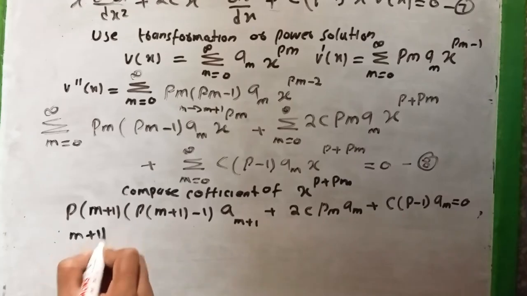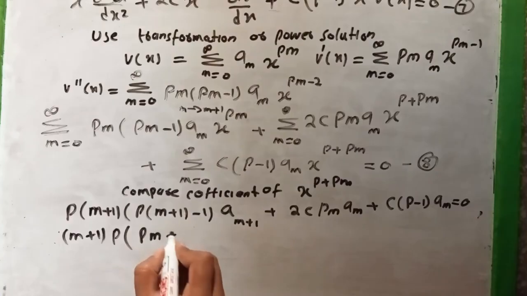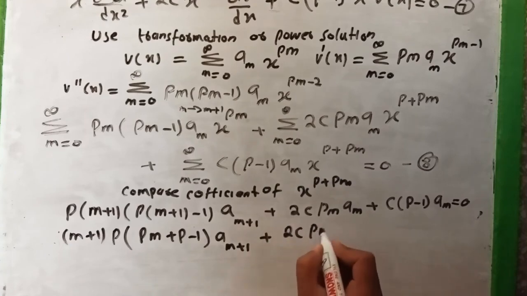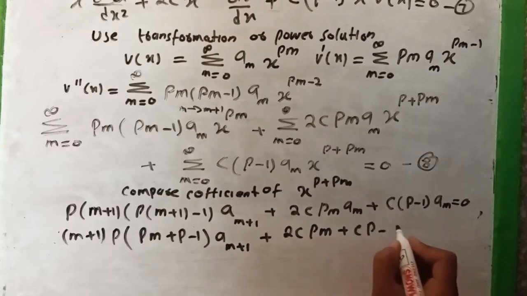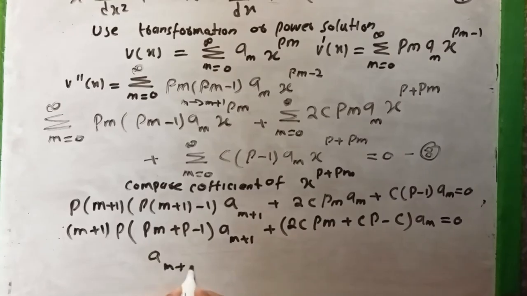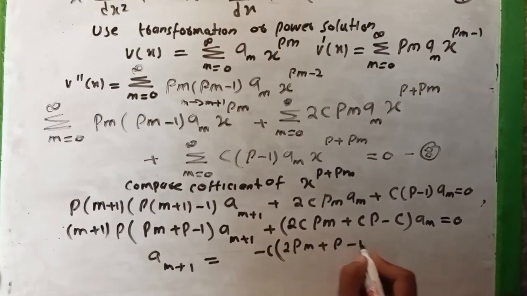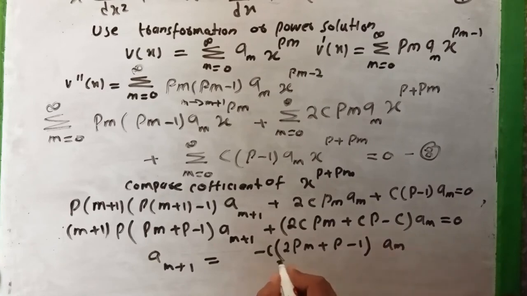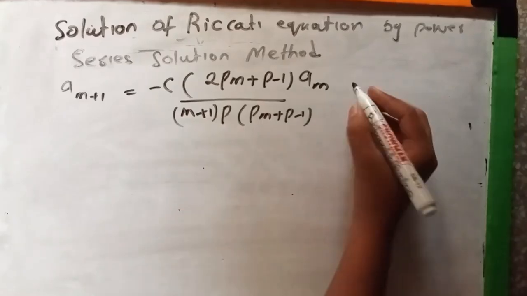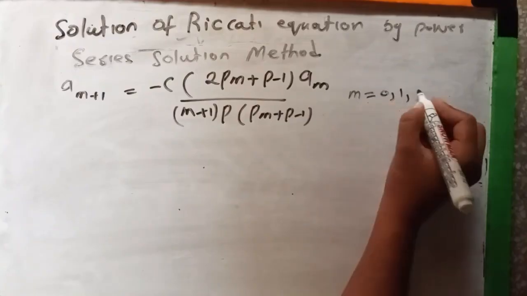So this becomes m plus 1 multiplied by p multiplied by pm plus p minus 1 a m plus 1 plus 2c pm plus c p minus c multiplied by am is equal to 0, and a m plus 1 is equal to minus, we take c common, so this becomes 2pm plus p minus 1 am over m plus 1 multiplied by p multiplied by pm plus p minus 1, and m has values 0, 1 and so on.